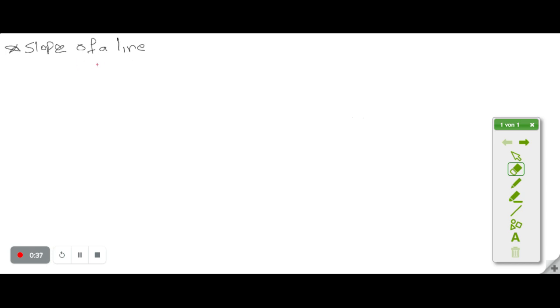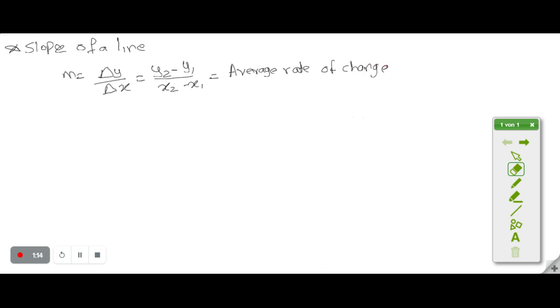You have learned this maybe in high school or in previous classes. To calculate the slope, you do delta y upon delta x, or maybe you have seen something like y2 minus y1 upon x2 minus x1. This is basically nothing but what we call the average rate of change.